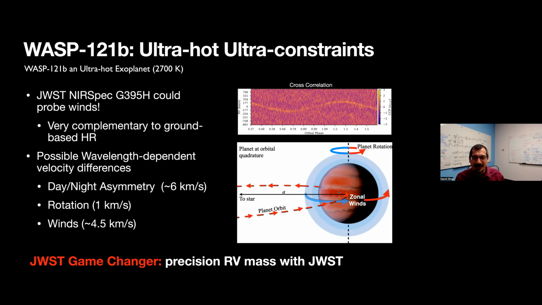It's about 6 kilometers per second, but also the planet's rotating and the winds are rotating. So that will change just what you expect the signal to be as well by a few kilometers per second. And we're almost able to measure this too. So JWST game changer, we're getting precision masses from all the phase curves that we do for these hot exoplanets, and maybe even probe winds as well.